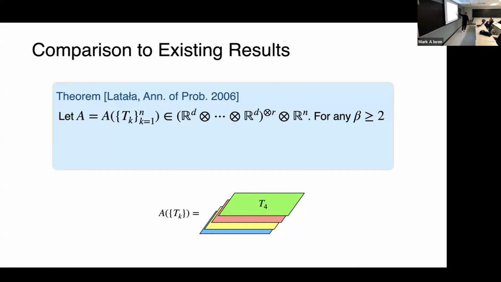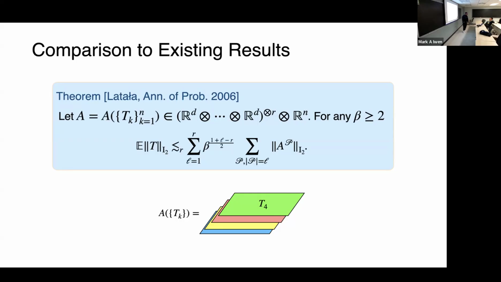And what Latała showed is that for any beta greater than or equal to 2, the L2 injective norm can be bounded this way. Don't worry too much about the details. What's most important is that you have this natural balancing act between this tuning parameter beta and the order of the tensor that's popping up here. I'm taking A and making all possible order L tensors from A that's defined here, and weighing them by this scaling factor.